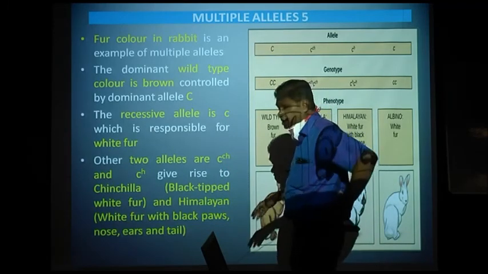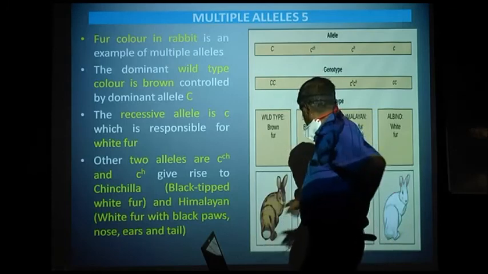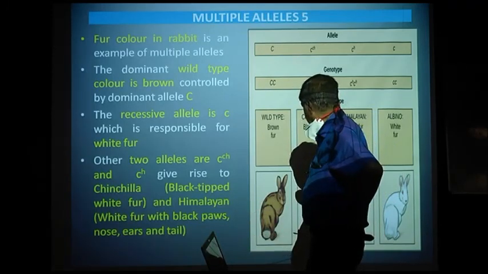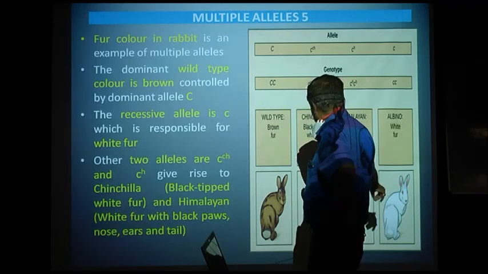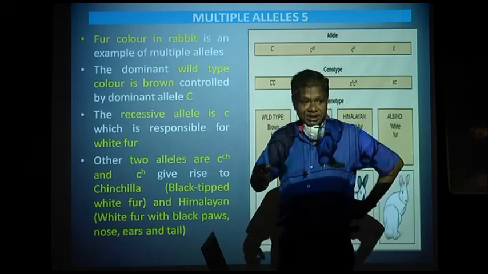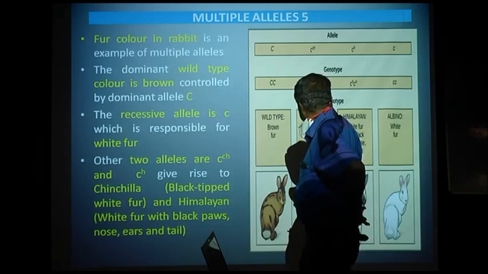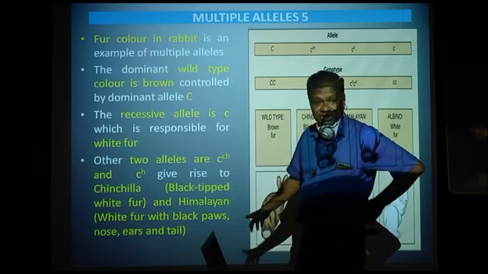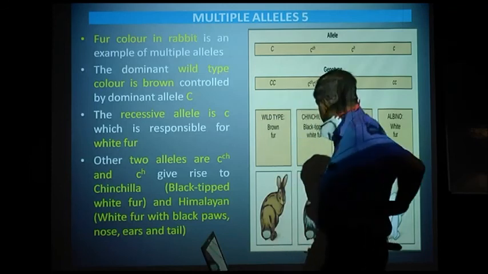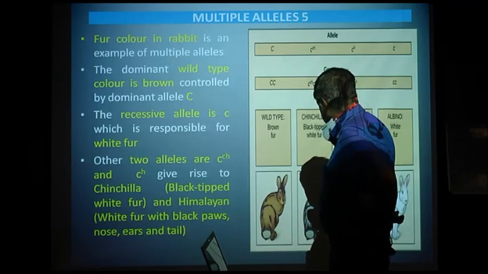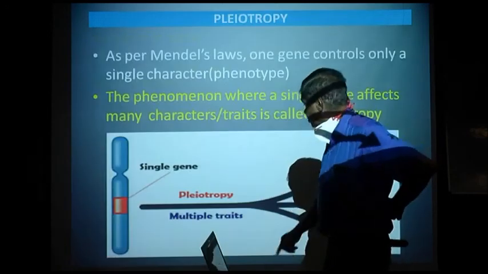Now coming to the other example, fur color in rabbit. We get brown if it is pure, and we get white fur if it is pure. This is pure dominant, pure recessive, and two more alleles, that is multiple alleles, chinchilla and Himalayan. In chinchilla we get black tips, and in Himalayan the ears, nose, paws and tail are black.